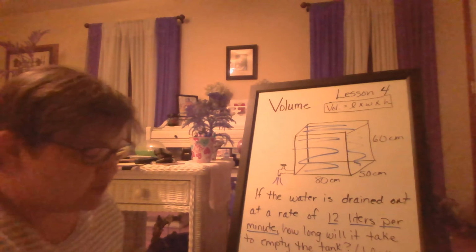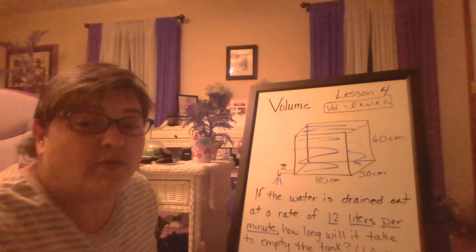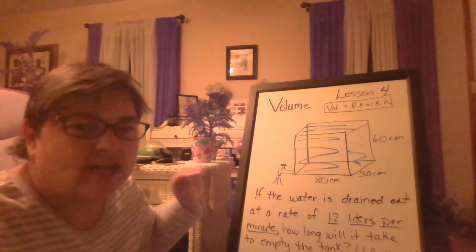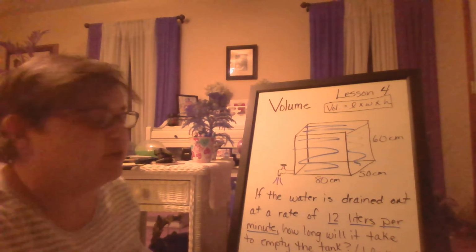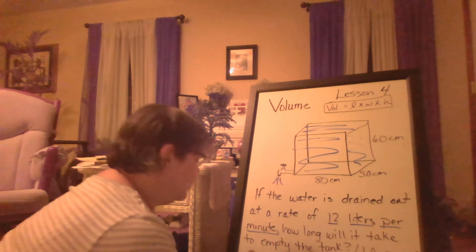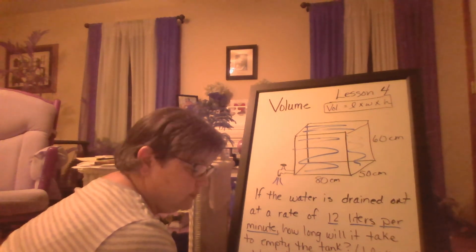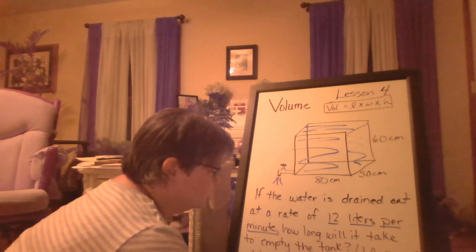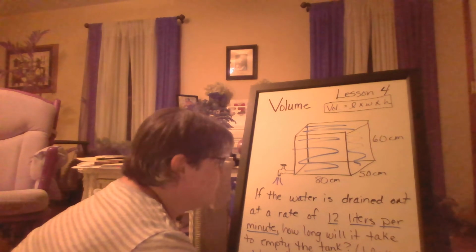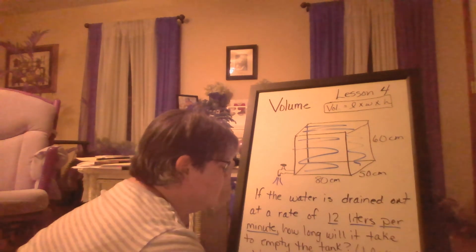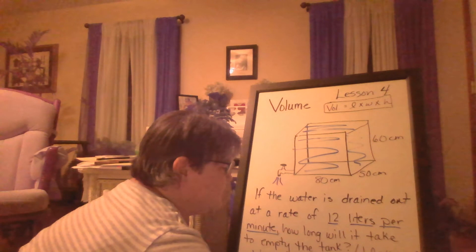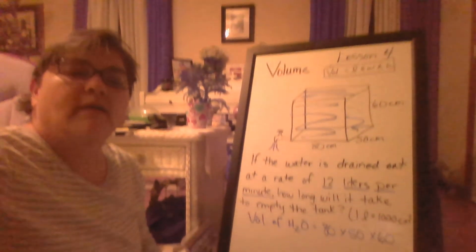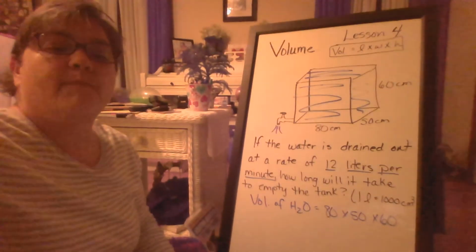Okay, so the first thing we need to do is find our volume of water, and you know how to do that. The water's filled to the brim, so just take the volume of the whole tank and you'll have the volume of the water. So the first thing you want to do is volume of water, H2O. It's the scientific symbol for water. So we're going to do length times width times height, 80 times 50 times 60.